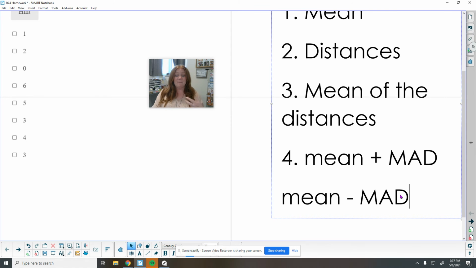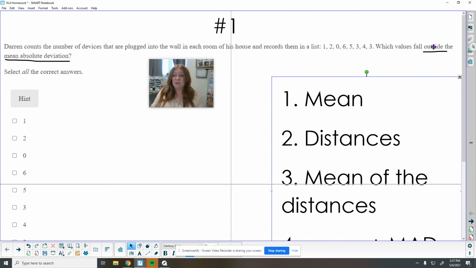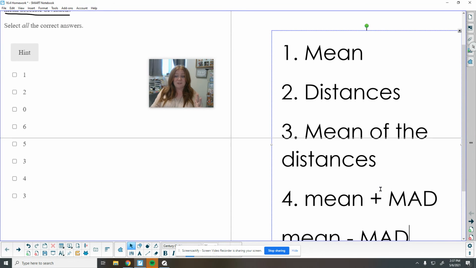Now, if we look back at our question, it wants to know which ones are not in that normal range, which ones are outside of that range. So once you have your range, pick the numbers that are not in that range.